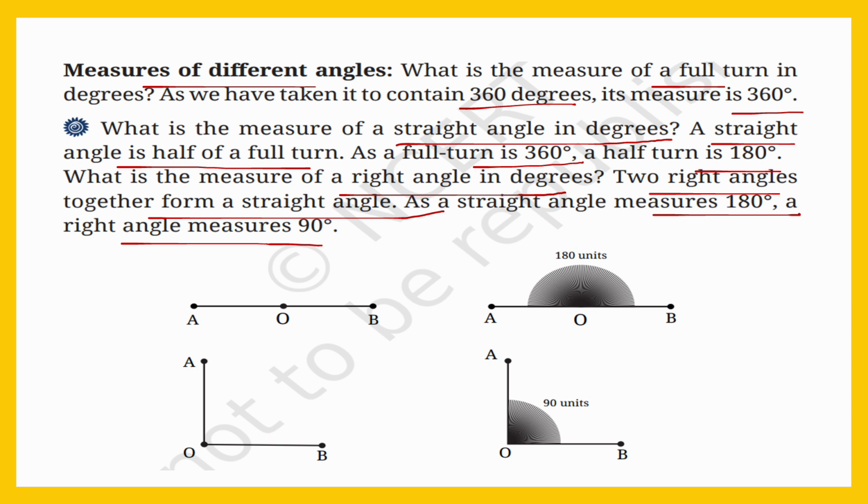See, this is a straight angle. How many units are there? 180 units are there. So this angle measures 180 degrees. See, this is a right angle. There are 90 units. So this right angle measures 90 degrees.